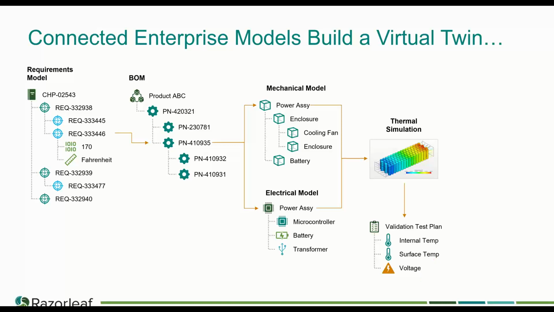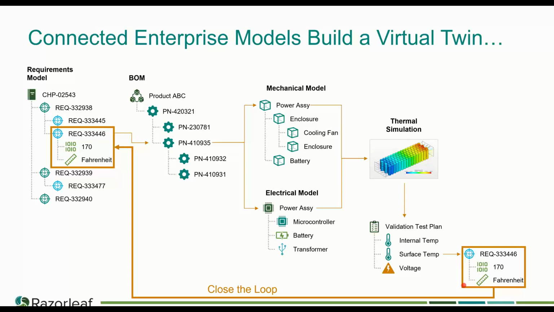My next animation here. There we go. That surface temperature connects back to the requirement that it doesn't exceed 170 degrees Fahrenheit, right? So that's my validation check that helps me close the loop using my digital thread. You see how the thread here runs from the requirement to the part, to the model, to the simulation, to the test, back to the requirement, so that I've got the feedback loop.